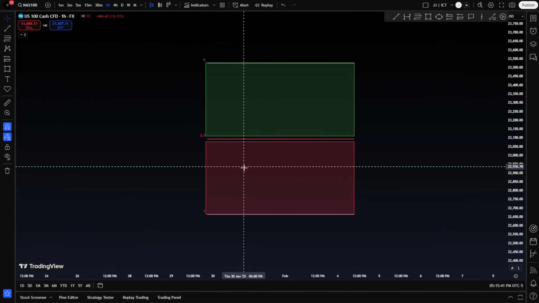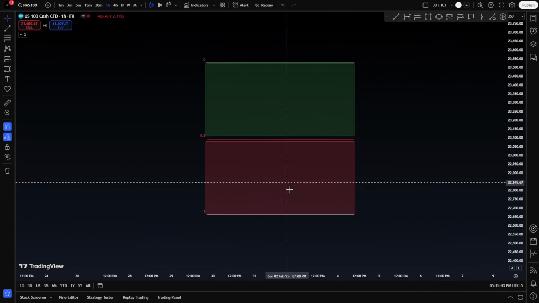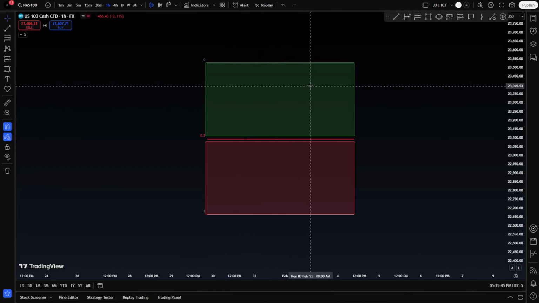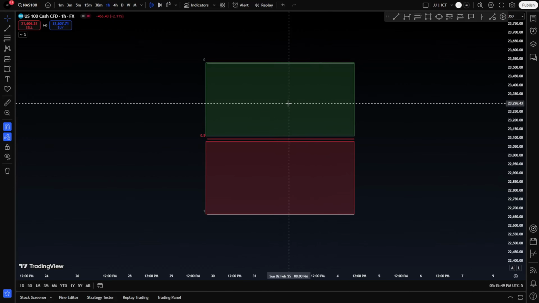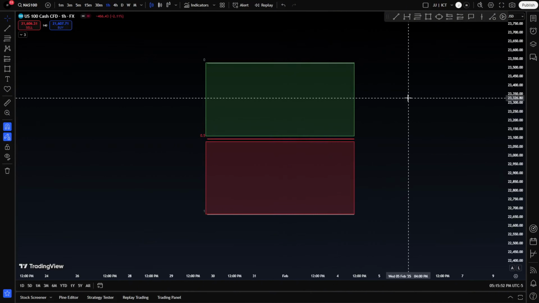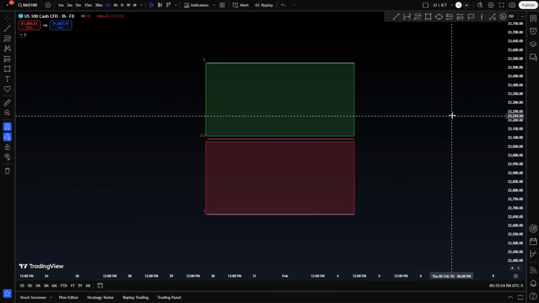So what price is going to do is, if it's in a premium, we want to see it go back down. If it's in a discount, we want to see it go up. But JJ, if it keeps going up and down, up and down, won't we just be going sideways forever?